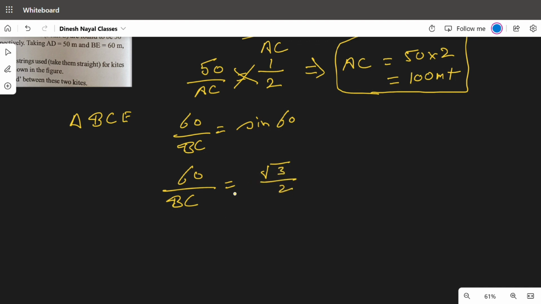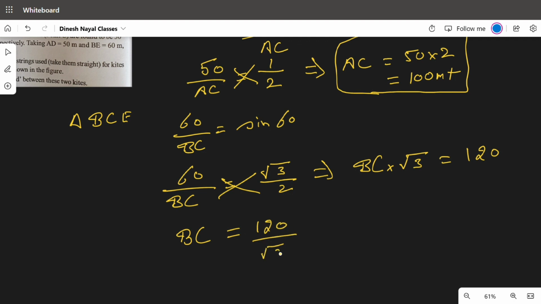Now again cross multiplying. So BC times root 3 is equal to 60 times 2, which is 120. Now what will be BC? Root 3 goes to the other side. This is 120 by root 3. Now we have to rationalize this, times root 3 over root 3.